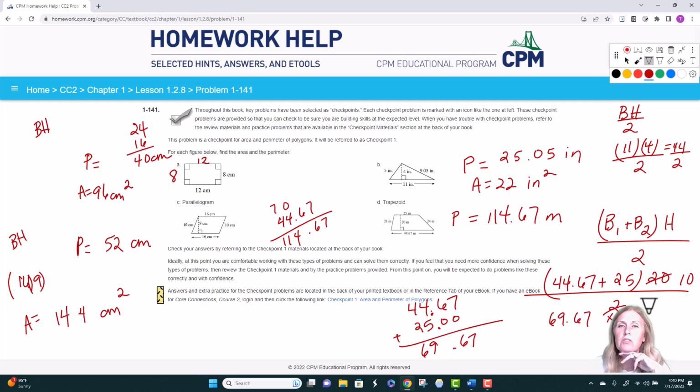What happens when you multiply something times 10? You find your decimal and it makes it make one hop to the right. And this was meters. There we go.